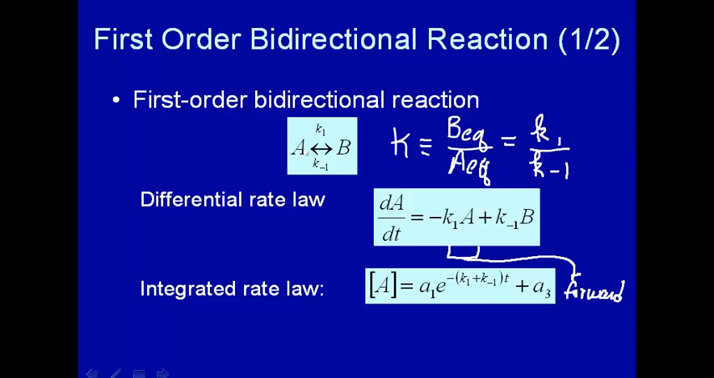But now, in contrast to the unidirectional reaction, A can increase with time by the reverse reaction, so B can convert to A. And so you have a term in the rate law having to do with the reverse reaction. Note that the reverse reaction has a positive sign, so A changes positively with B. As B forms A, you get a positive, and the forward reaction decreases the concentration of A. That's why you have a negative sign there.